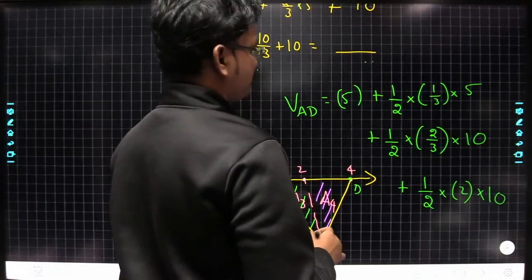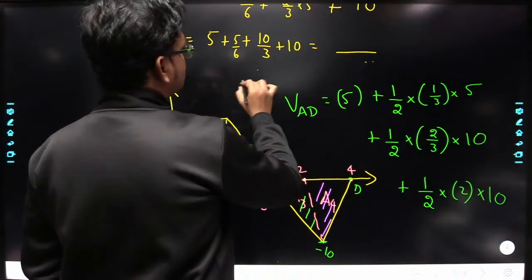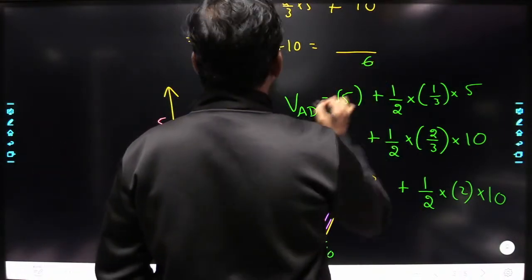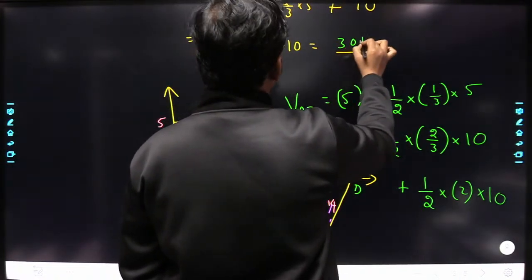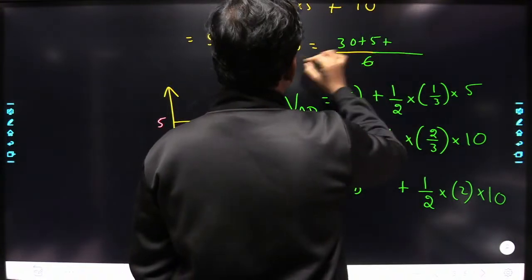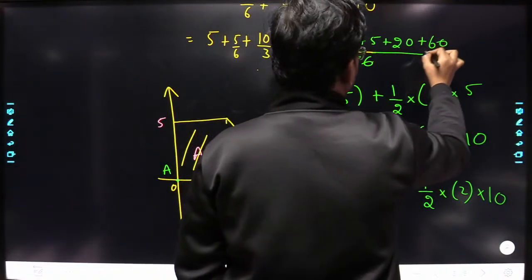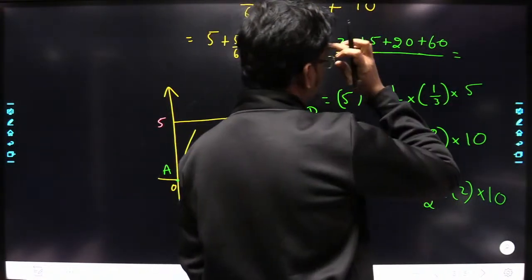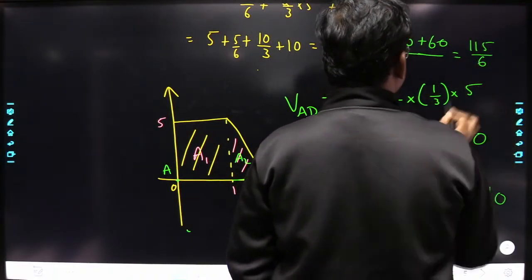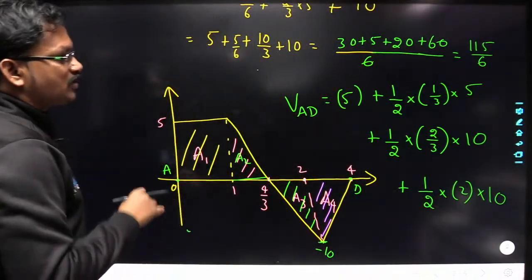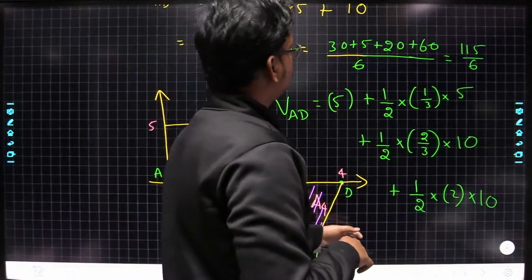Yes, 5 plus 5 by 6 plus 10 by 3 plus 10. The LCM of this is 6. So what you will get: 30 plus 5 plus 20 plus 60. You will get 30 plus 60, 90, 90 plus 20, 110, 115. So 115 divided by 6. Is it correct here?